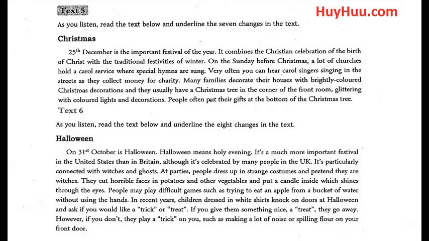In recent years, children dressed in white sheets knock on doors at Halloween and ask if you would like a trick or treat. If you give them something nice, a treat, they go away. If you don't, they play a trick on you, such as making a lot of noise or spilling flour on your front doorstep.